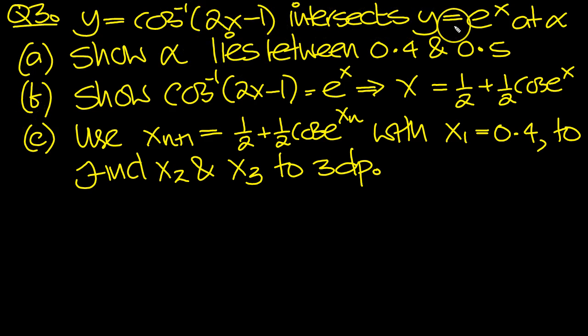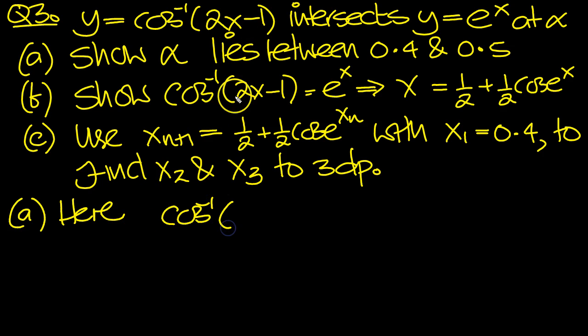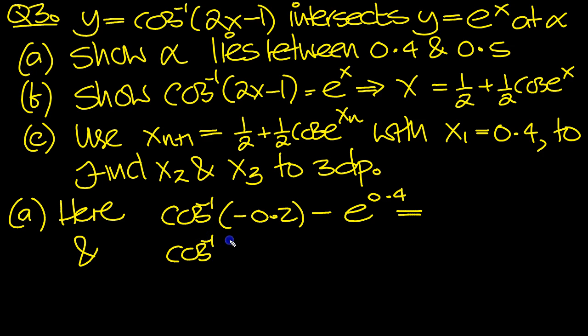This curve intersects that curve at alpha. Show alpha lies between 0.4 and 0.5. So let's have a look at that then. Let's take the difference. Arccos of 2 times 0.4 minus 1: 0.8 minus 1 is minus 0.2, minus e to the x value, e to the 0.4. And then arccos of, let's put 0.5 in, 0 minus e to the 0.5 is equal to.